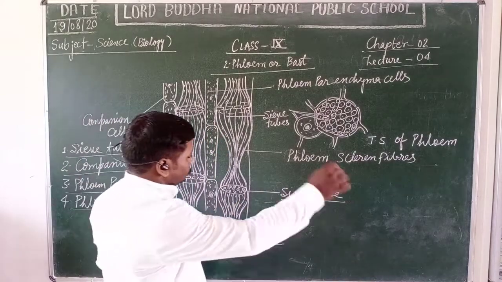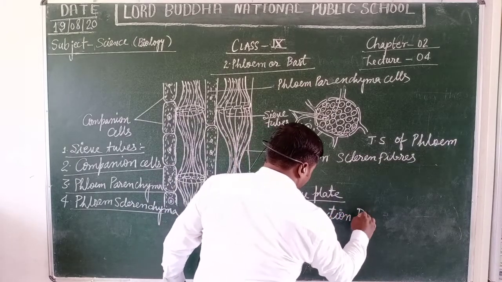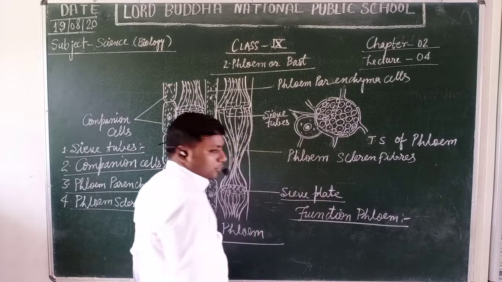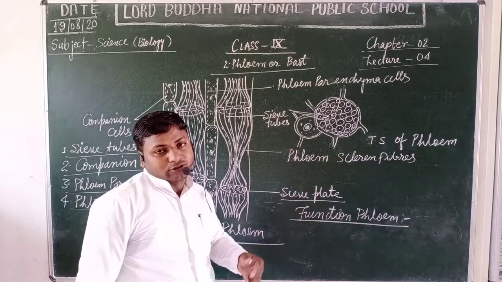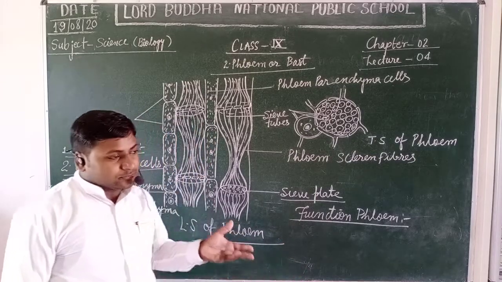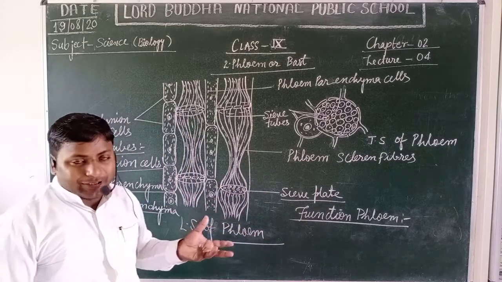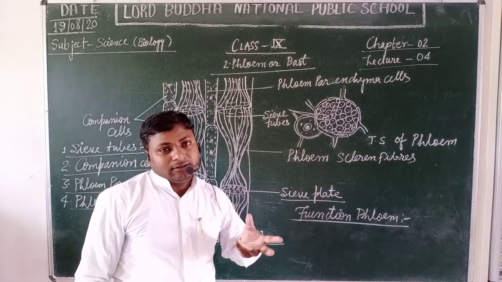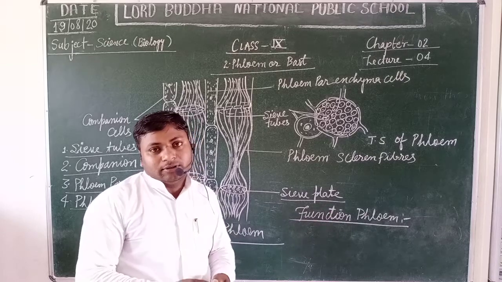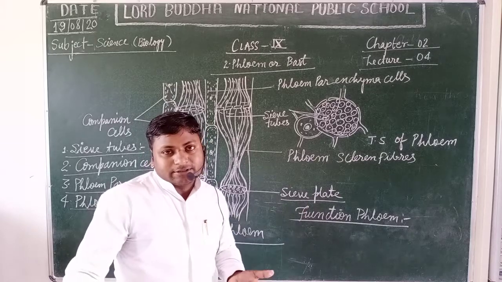At last students, the function of phloem. The most peculiar and important function of the phloem tissue is translocation of food to the various parts of the plant's body, either the root system or the shoot system. The food that is manufactured by the leaves is transported by the phloem tissues to the different parts of the plant body for the process of oxidation to get energy.